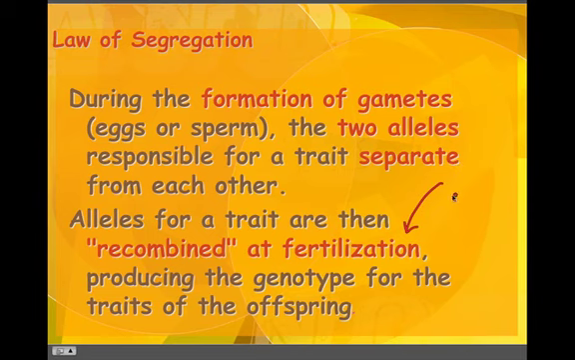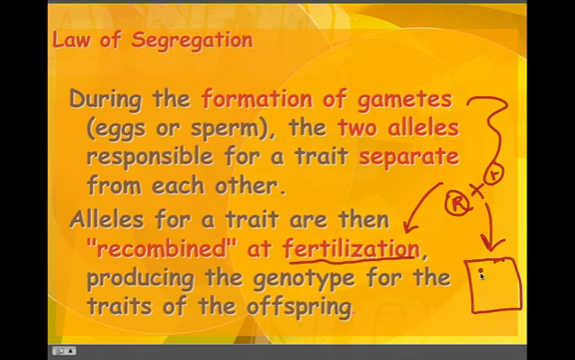Fertilization means that we have the egg and the sperm coming together. So that's what fertilization is. The egg and the sperm come together. So if this has a big R and this has a little r in your child, this is the trait that you're going to have.